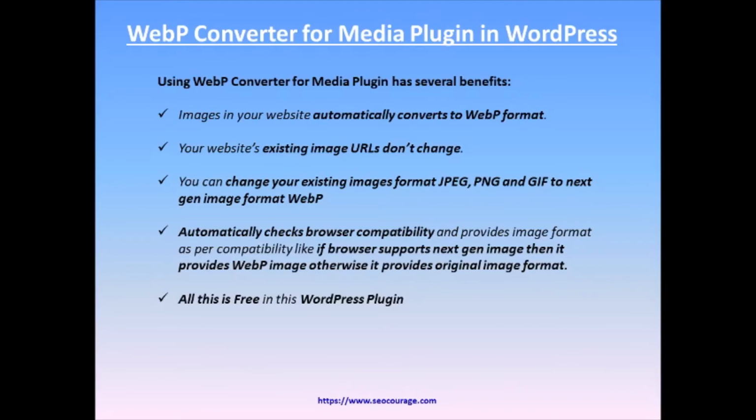Now let's know about WebP Converter for Media plugin, which is available in WordPress. We will go through the benefits of this plugin as well as how to install and use this plugin practically. First of all, we start with the benefits. The first benefit is this plugin automatically converts images in your website to the WebP format. The existing image URLs don't change if you use this plugin, and it's easy to change your existing image formats like JPEG, PNG or any older format to the next-gen image format WebP.